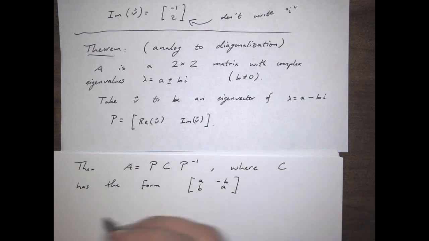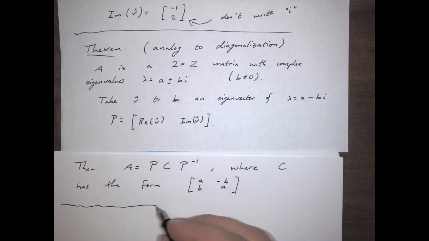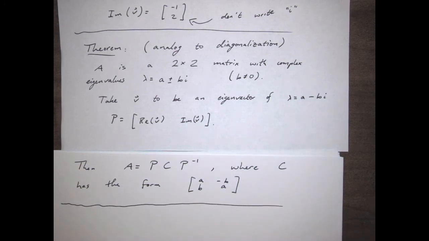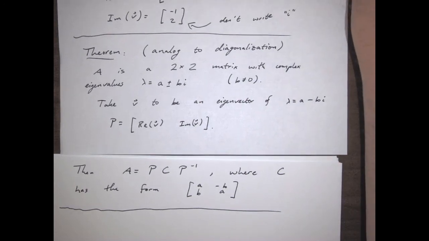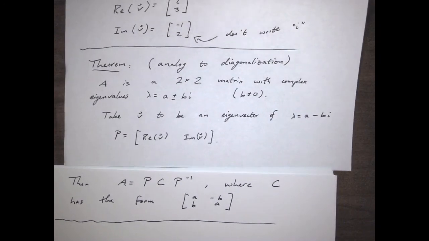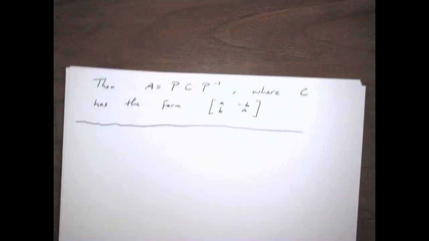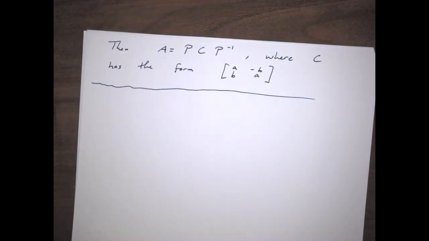So in other words, this is like the closest thing to being a diagonal matrix you can have if you have complex eigenvalues, and so this is the closest thing to diagonalization. And what this basically means then is that the effect of any such matrix which has complex eigenvalues, as a transformation, is going to be somehow a change of basis. The P and the P inverse do that.